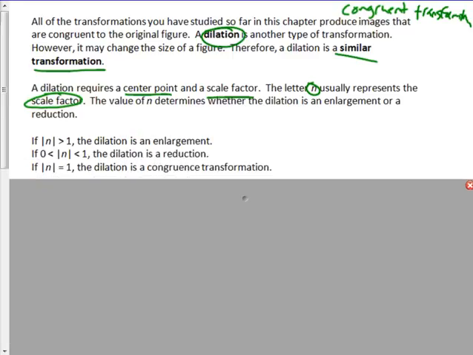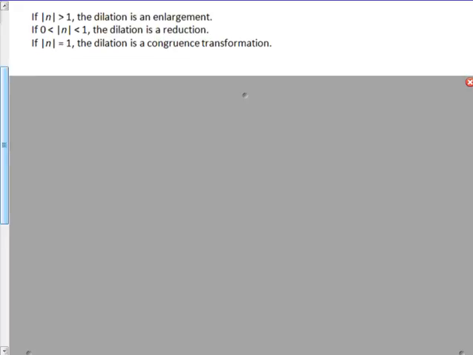If the absolute value of n is greater than 1, then the dilation is an enlargement. If the absolute value of n is less than 1 but greater than 0, it's a reduction. And if it is exactly 1, then it's congruent. It's just staying the same, so it's not changing at all. So that's important. n can be negative, but we're talking about the absolute value. So we want to know if the positive value would be greater than 1, less than 1 and greater than 0, or exactly equal to 1. And you'll see that in a second.